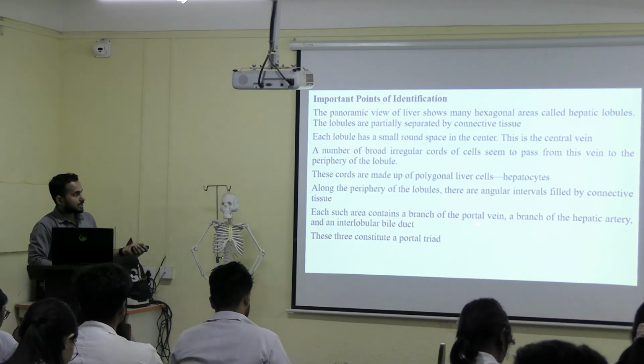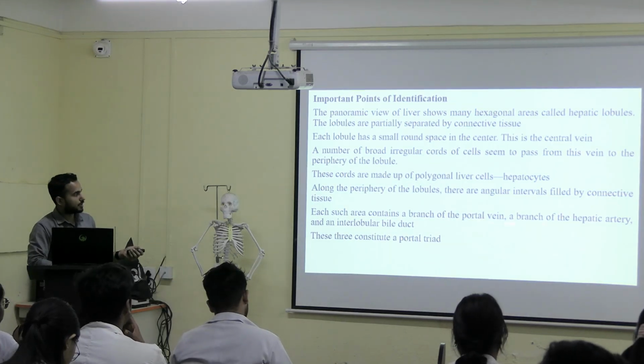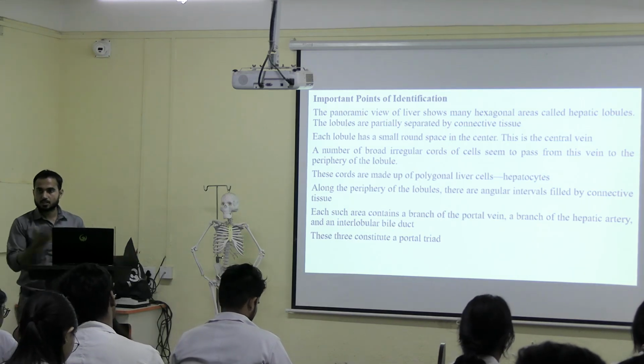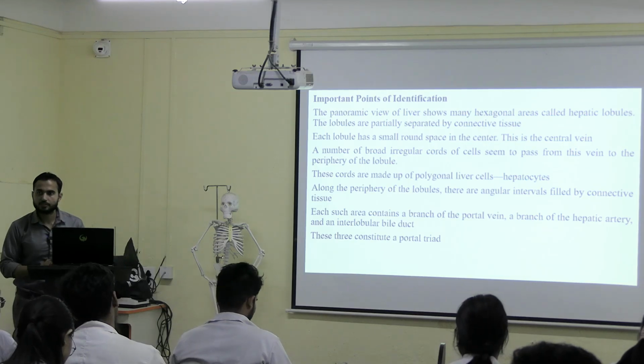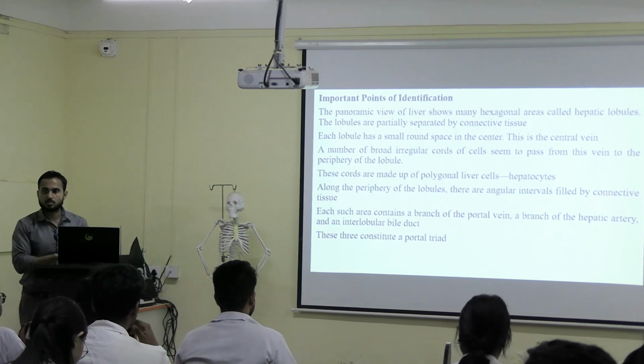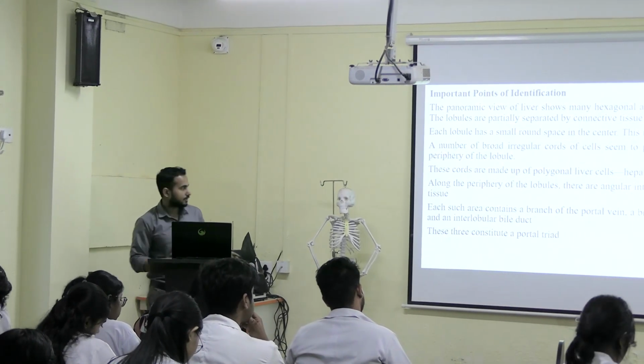Now, what can you expect? A tributary of the portal vein will be there, a hepatic arteriole will be there, and an interlobular bile duct will be there. How to identify these? Just now I have mentioned how to identify these structures. I request everyone to write that part also: how you will identify the structures present in the portal tract. Okay?